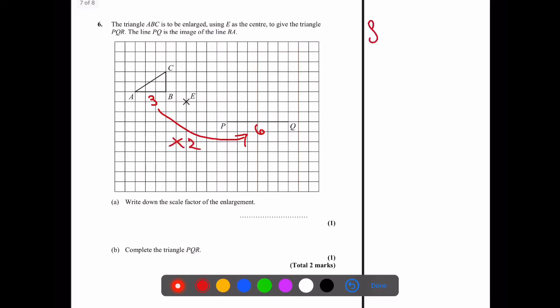So it must have a scale factor of 2. Okay, so we can put that in there. Because you timesed by 2. And then the second one says to complete the triangle PQR.